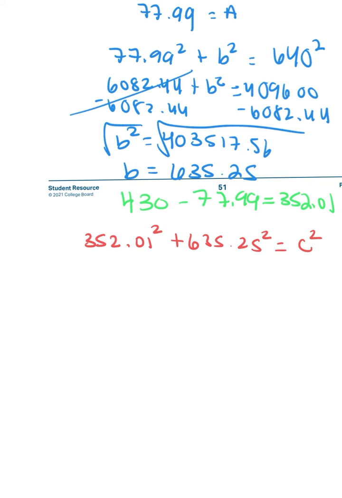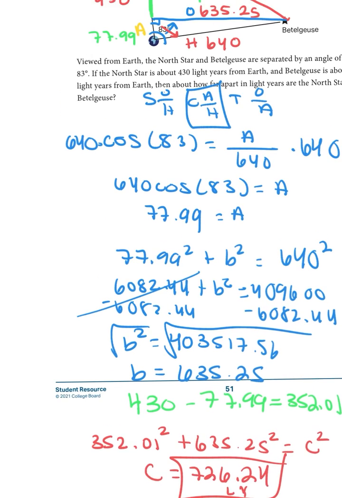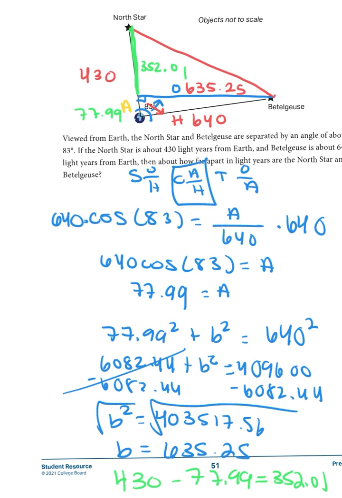Because I don't want to make this video too long. But I'm gonna tell you what the answer is. C is gonna be equal to 726.24. And this is light years, right? So light years, LY for light years. So this would be 726.24. Now in class, we drew two auxiliary lines.